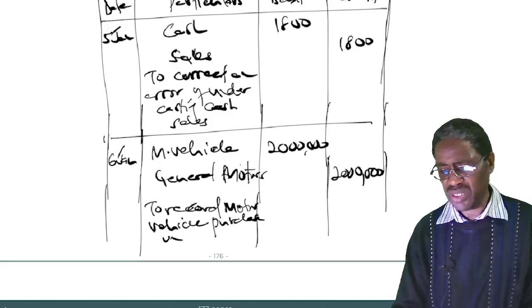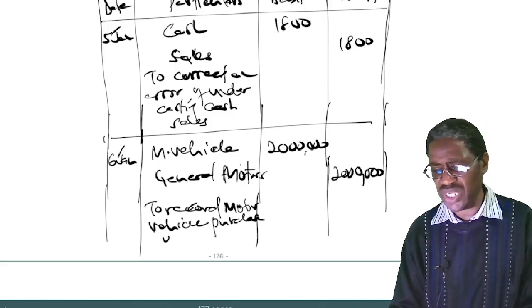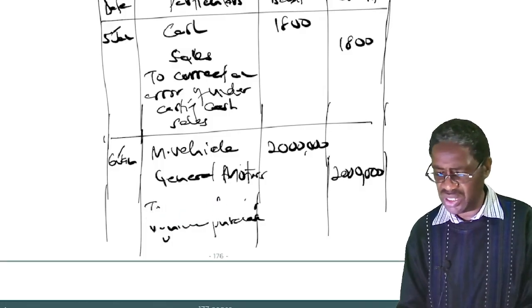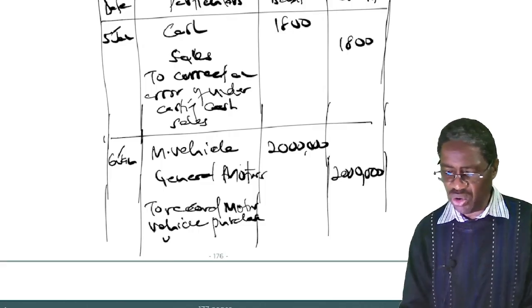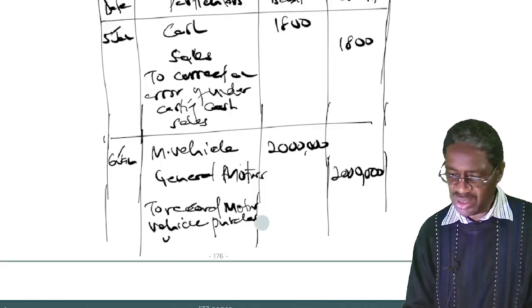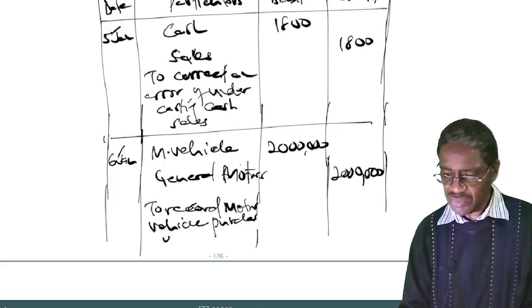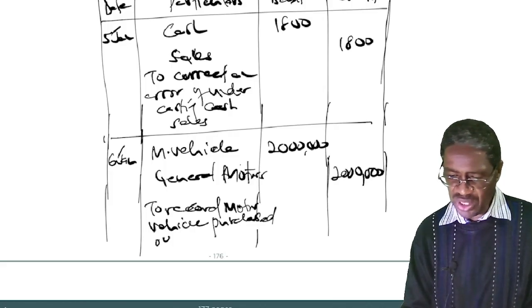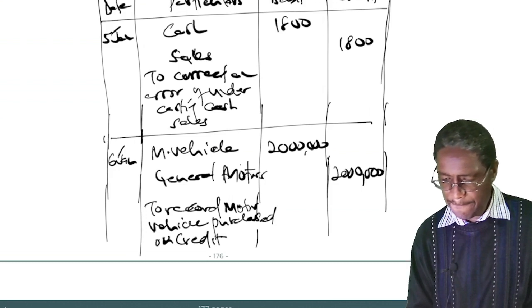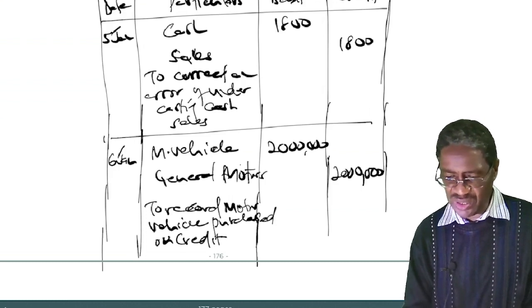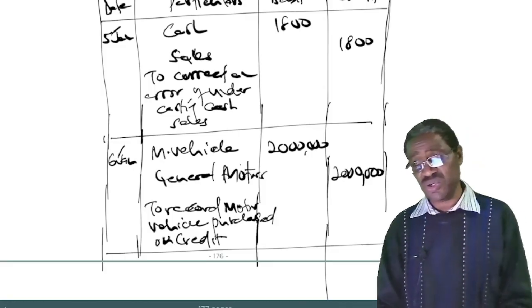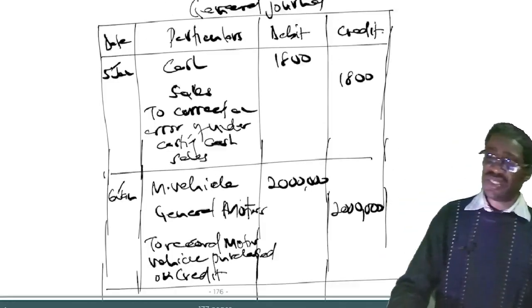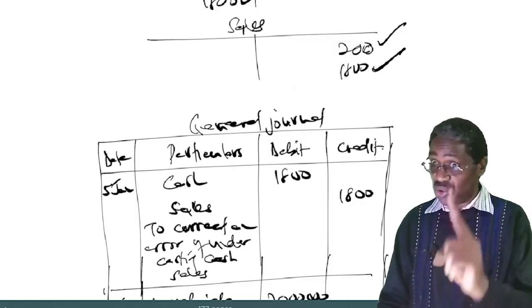And by the way, let me just put it this way. In an exam, the examiner will not mark you wrong if you just came and said this. Let me just show it that way. To record motor vehicle purchased on credit. Then you rule out, and then you go to the next one, that way.